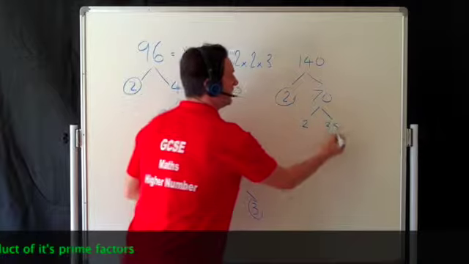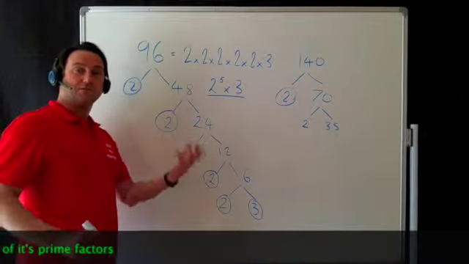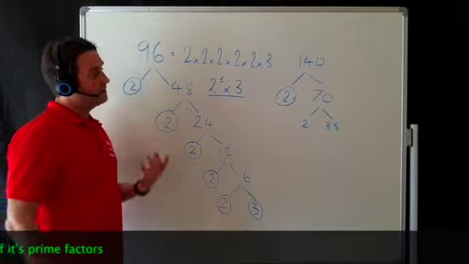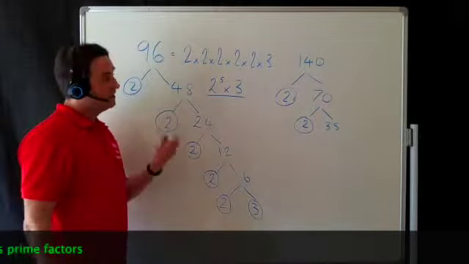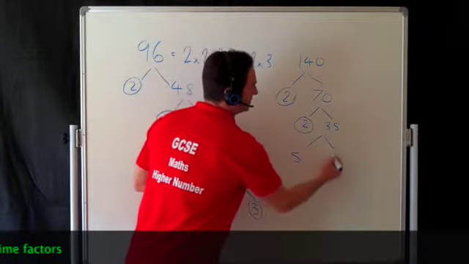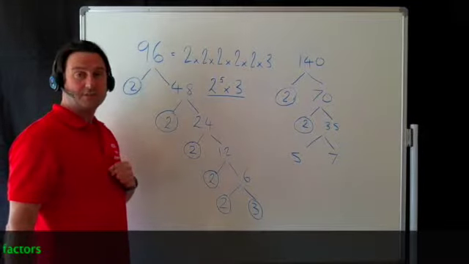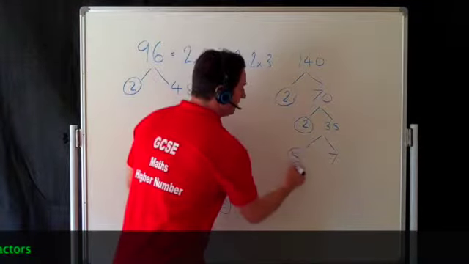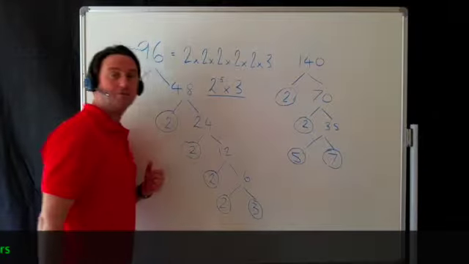2 times 35. We can't halve 35 because that's going to give us a decimal or fractional answer. So we need to look for 2 other factors of 35. I know that 5 times 7 gives me 35. 5 and 7 are both factors of 35. 5 is a prime number, and so is 7, so we can circle both of them.